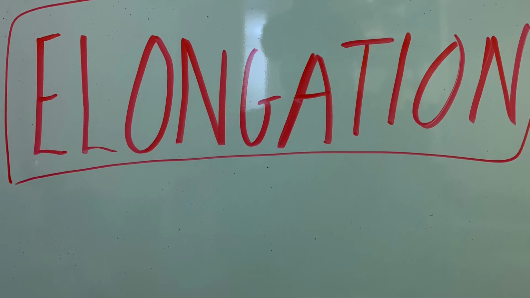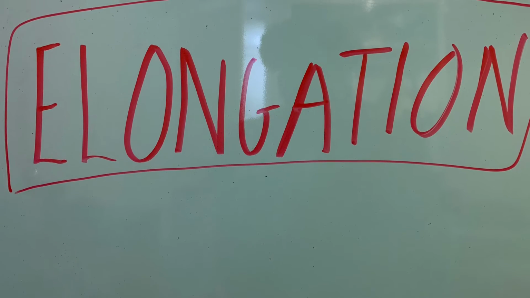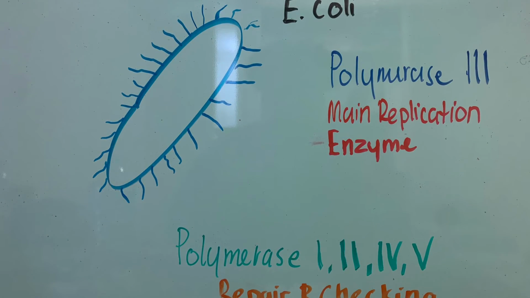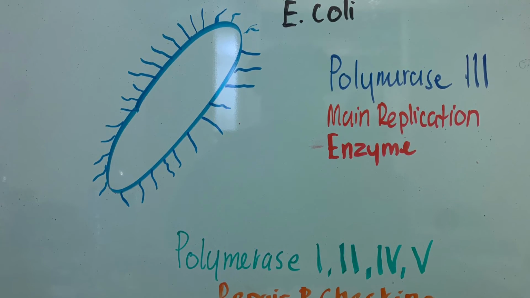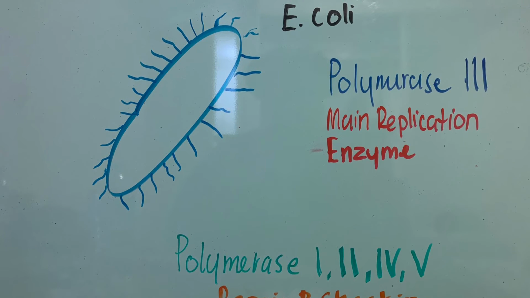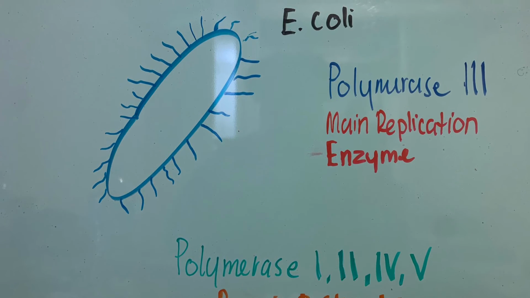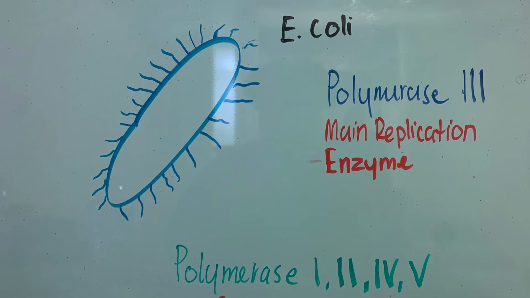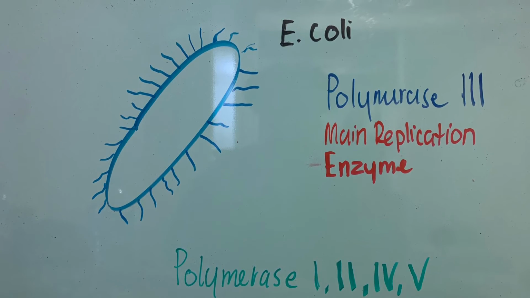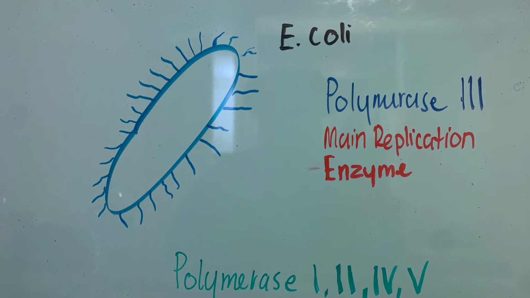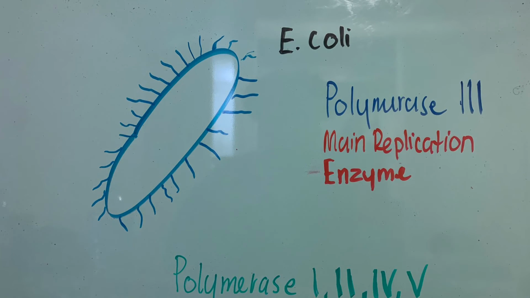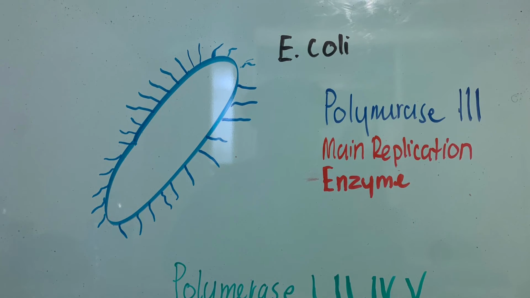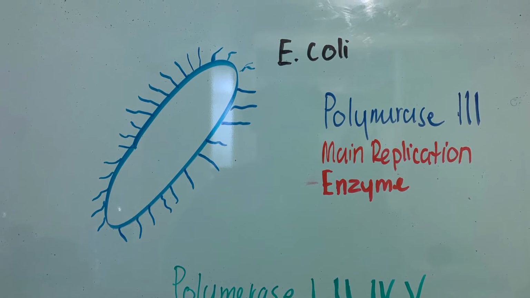Elongation. After primer binding, a new strand is created by a process called elongation, which enzymes known as polymerases are responsible for. DNA polymerases have 5 types in bacteria and human cells. For example, E. coli, a bacteria, has polymerase 3 as its main replication enzyme, and polymerase 1, 2, 4, and 5 have responsibility for repair and error checking. Polymerase 3 binds to the strand that is at the site of the primer, then starts to add new base pairs that are complementary to the strand during replication.